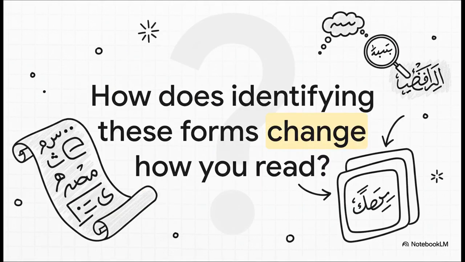So I'm going to leave you with a little challenge. The next time you're reading some Arabic, actively look for these 3 types of khabar. Ask yourself, how does spotting a complete sentence acting as a predicate change how you understand the text? It's a small shift in how you look at things, but trust me, it makes a huge difference.